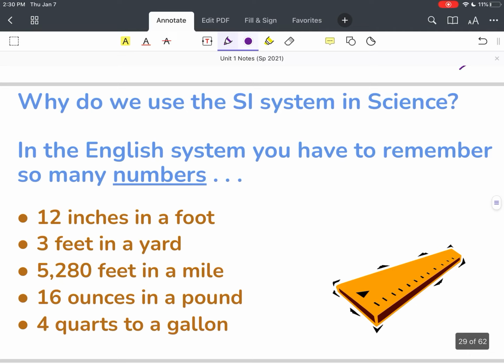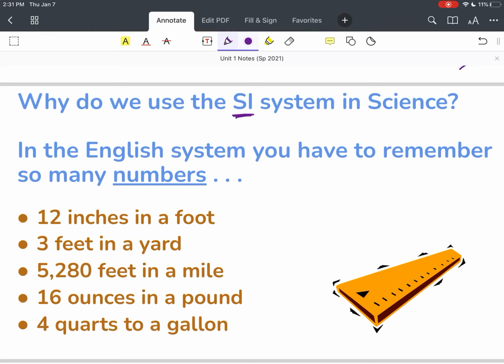So what is the SI system? The SI system is basically this worldwide system that we use for units, or for measuring things in general. It's called SI because it's really a French term for System International. We call it the International System or the SI system.